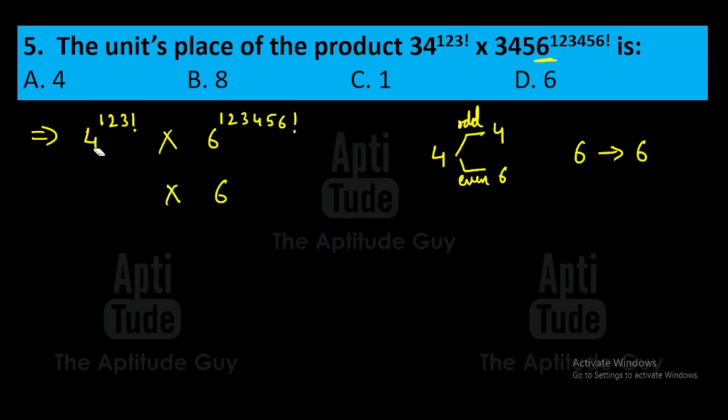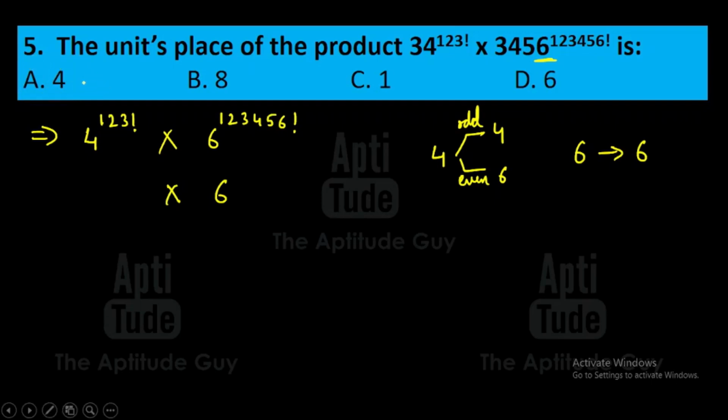Now here 4 to the power 123 factorial, and for this we only need to care if the number is odd or even. Now many people make the mistake of thinking that 123 factorial is an odd number. Then they get 4 to the power odd number is 4, then 4 times 6 is 24, so they give the answer as option A, which is the wrong answer. Please don't make that mistake.